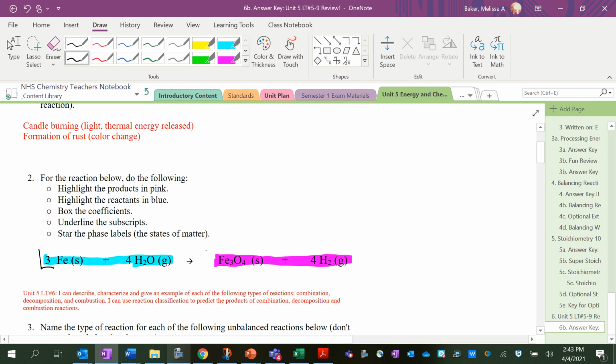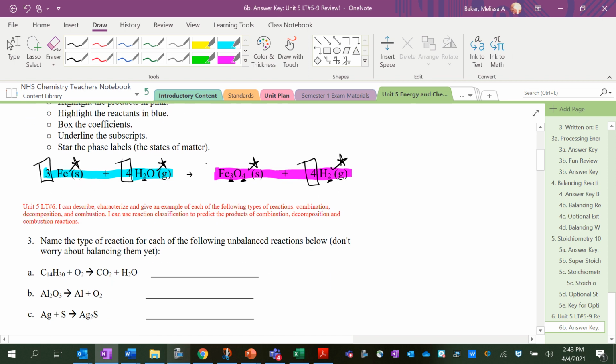Box the coefficients. Coefficients are the numbers out front. There's a 1 here. I could put it in if I want, or I can just leave it blank. Underline the subscripts. So there's a subscript here, here. Those are the small numbers that tell you how many of each type of atom there are. And star the phase labels, the states of matter.